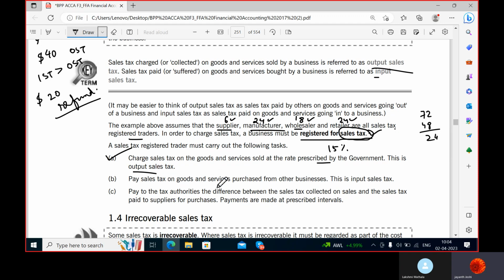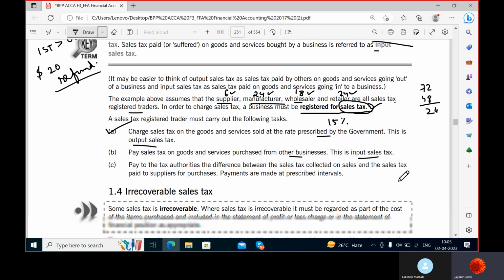Then he can pay sales tax on goods and services purchased from other businesses. So likewise, as he is collecting sales tax from customers, he also needs to pay sales tax to the supplier, the person who is before him in the line of business. So that will be termed as input sales tax. Okay. Now, ultimately, what is paid to the tax authorities is the difference. So we have seen a refund scenario.